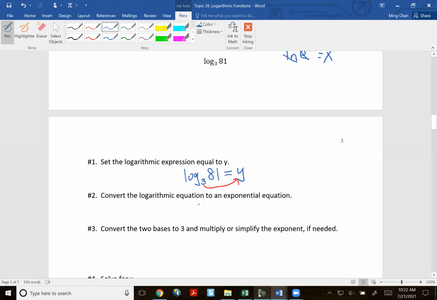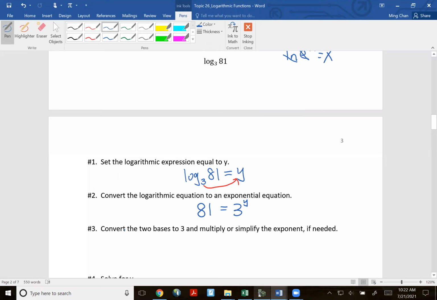So this 81 is still going to be on the left side. The base 3 comes to the right, bump the y to the exponent. So now we're actually looking at the logarithm from an exponential perspective. Remember, they are inverse to each other. Okay. So now we're actually trying to solve an exponential equation, basically.